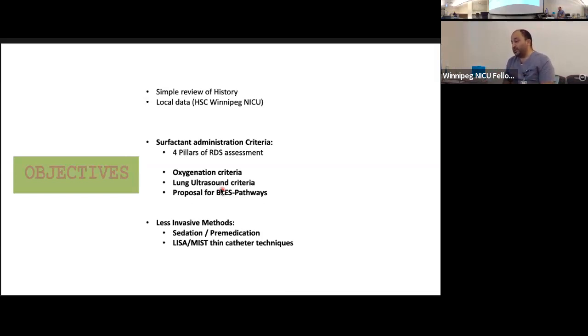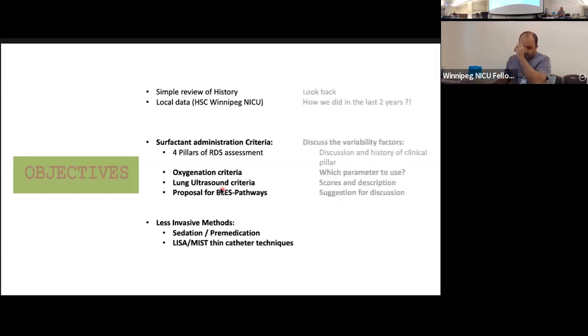The second objective is to speak about when to administer surfactant for spontaneously breathing babies who are on just non-invasive support. What are the criteria that we can tackle in order to define one united word among us as practitioners? Here there are 2 main things: the oxygenation criteria and the lung ultrasound criteria. I have created a kind of algorithm or proposal that can be started and discussed among the rest of the team so that we can come up with some kind of unified criteria.